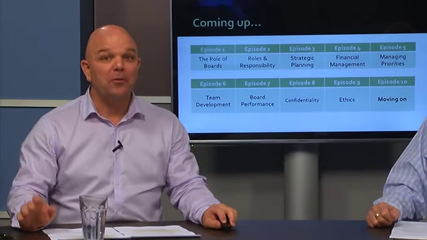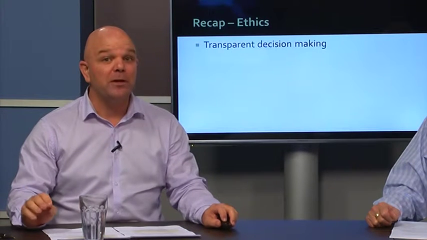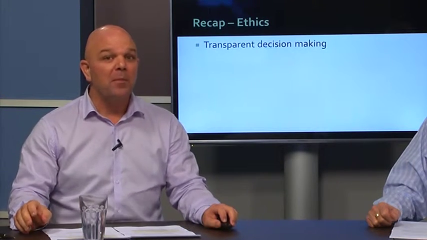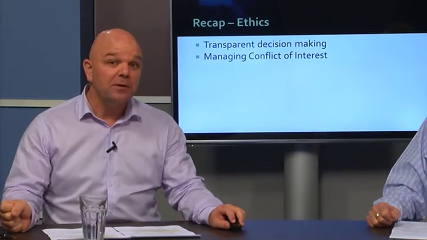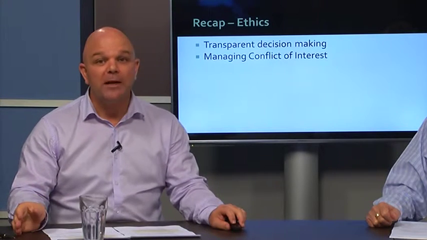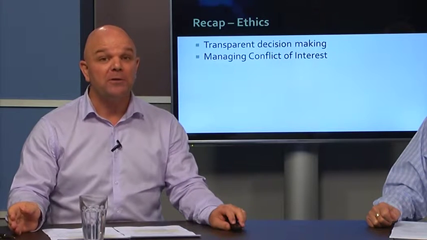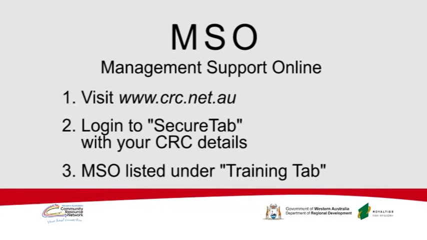Before we move on, let's have a quick recap of episode 9, where we talked about ethics. The clear focus of that was about having a transparent decision-making process and making sure that was seen to be that way. We also talked in quite a bit of depth about managing conflict of interest, and some of the tools available to help you do that. We talked about some of the policies and procedures that you should have in place. And importantly, we talked about the use of MSO to help you grab them and adapt them and talk about them in your meetings of both your board and your staff.